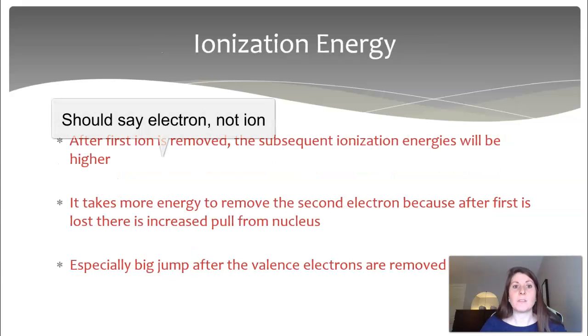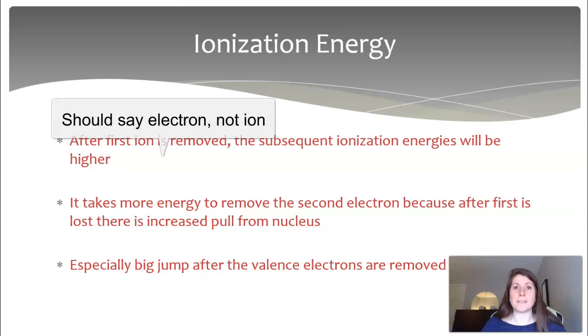After you remove the first electron, the subsequent ionization energies are going to be higher. So after you remove that first electron, it's going to be harder to remove other ones. This is because there's going to be a stronger pull from the protons since you've removed one of the electrons. You'll see an especially big jump after the valence electrons are removed.